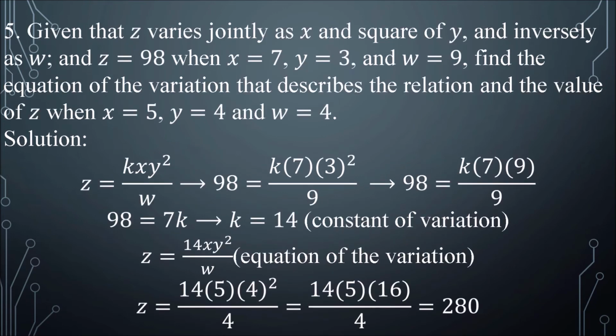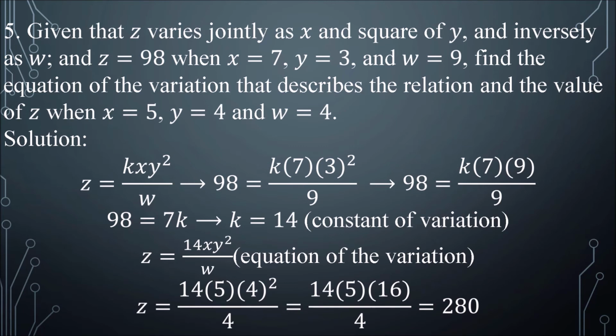Now let's have the last example. Given that z varies jointly as x and square of y and inversely as w, and z is equal to 98 when x is equal to 7 and y is equal to 3, and w is equal to 9, find the equation of the variation that describes the relation and the value of z when x is equal to 5, y is equal to 4, and w is equal to 4.